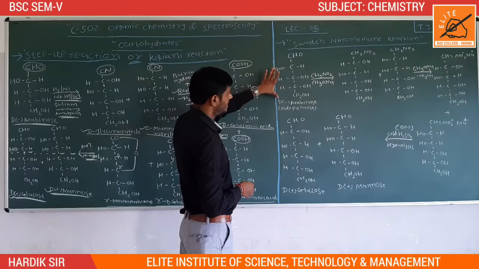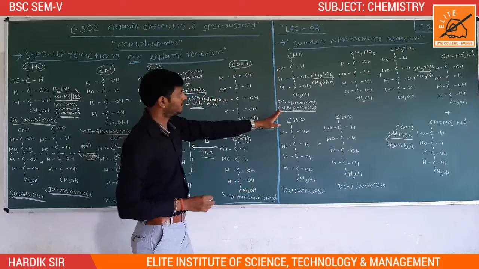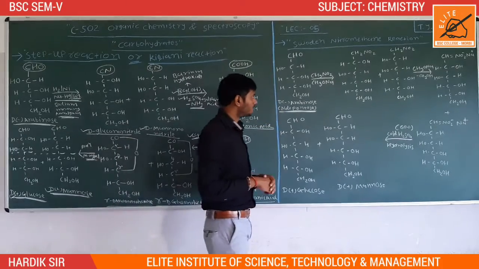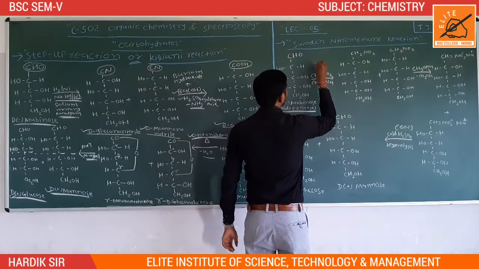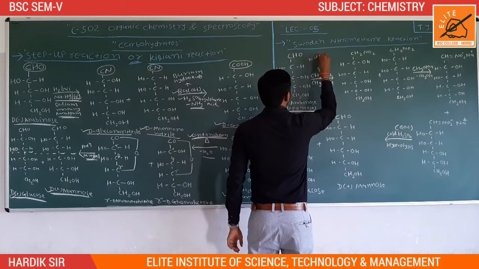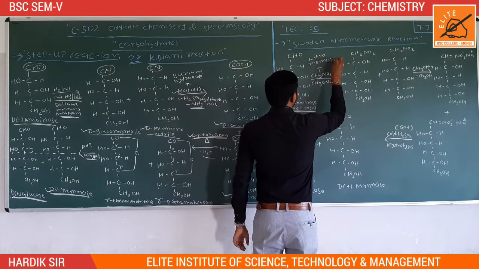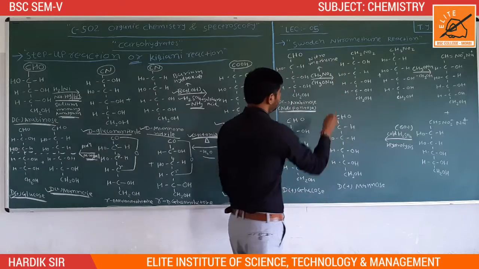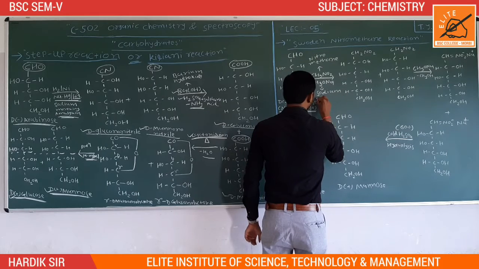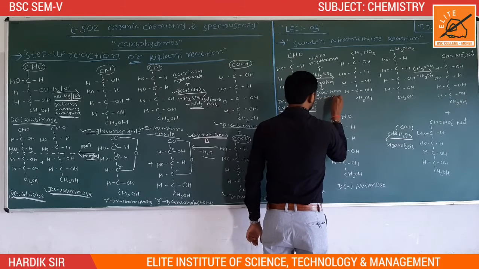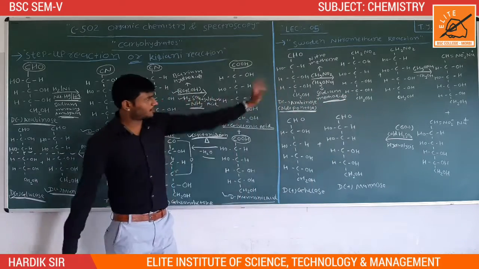We first take the D-arabinose molecule. This is also called an aldopentose. This is the aldopentose D-arabinose. D-arabinose is reacted with nitromethane. This is the nitromethane. And this is the sodium methoxide.